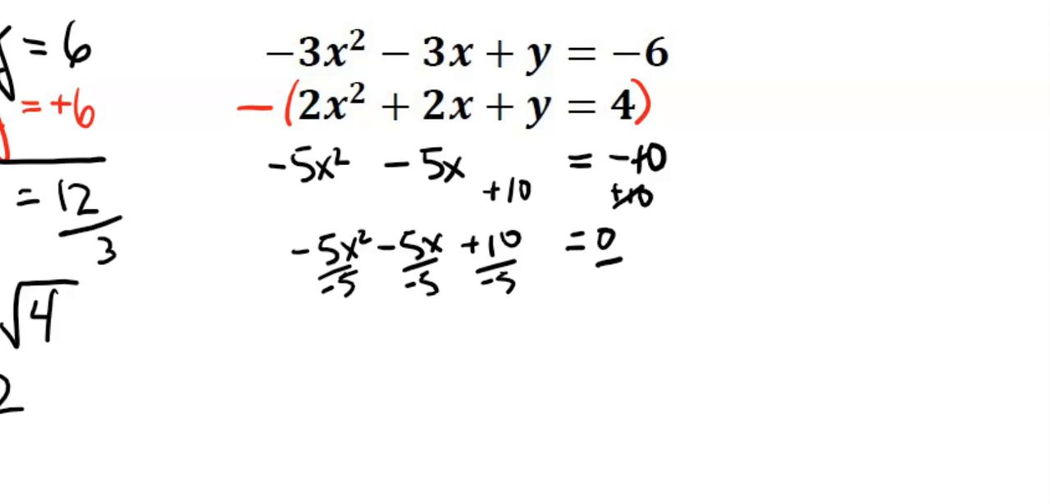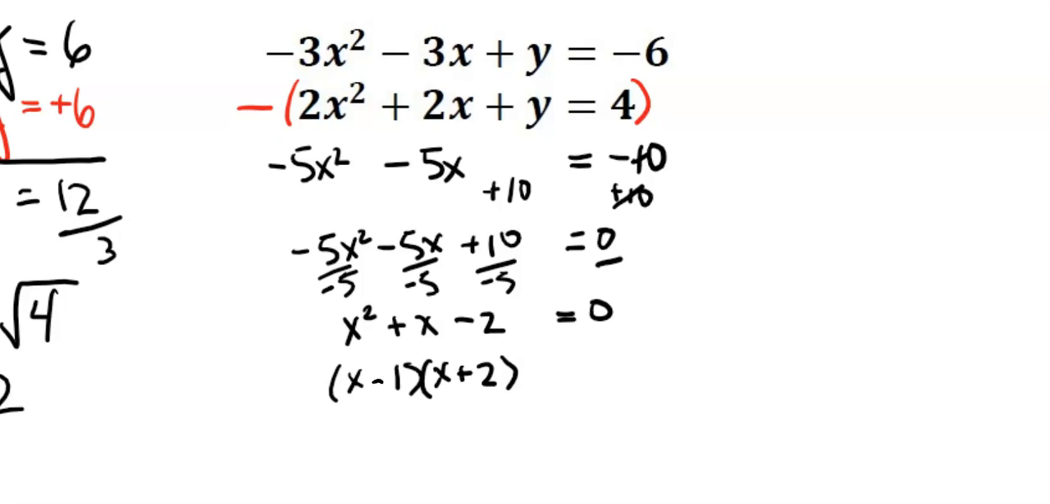So negative 5 divided by negative 5 leaves x squared. Negative 5 divided by negative 5, that would be plus x. And then 10 divided by negative 5 would give us negative 2 equals 0. And then we can factor this. So we're going to set up a couple of parentheses, x and x. And then we're looking for two numbers that multiply to negative 2 that combine to 1. So I'm going to put 2 and 1, and put the positive on the 2, the negative on the 1.